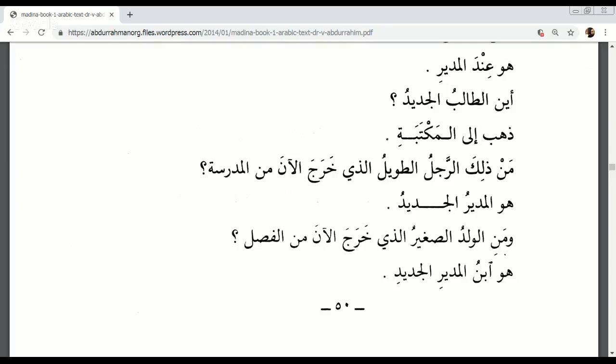Yep. Alladhi can either mean which or who. Who came from? It doesn't say came from. It says kharaja, which means to exit or to leave. Who left from the school? And don't forget the word al-ana means now or just now. من ذلك الرجل الطويل الذي خرج الآن من المدرسة. Who is that tall man who went out just now from the school?